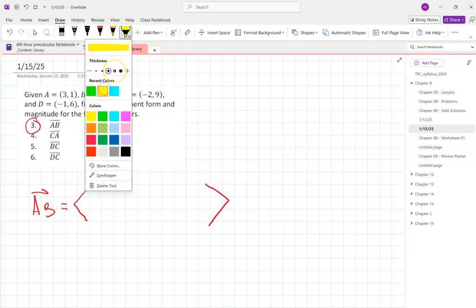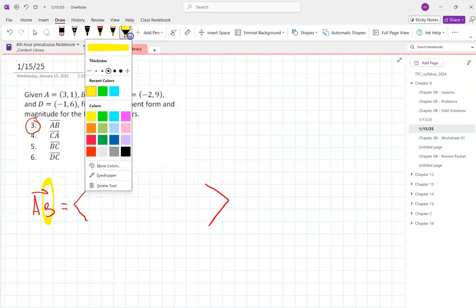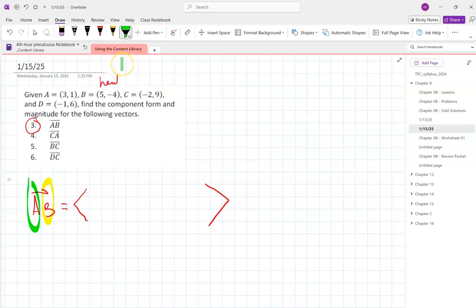How do I know which one is the head? It's in the picture, right? The head of the arrow is over the B, so B is our head. And the tail of our arrow is over the A, so that's our tail.